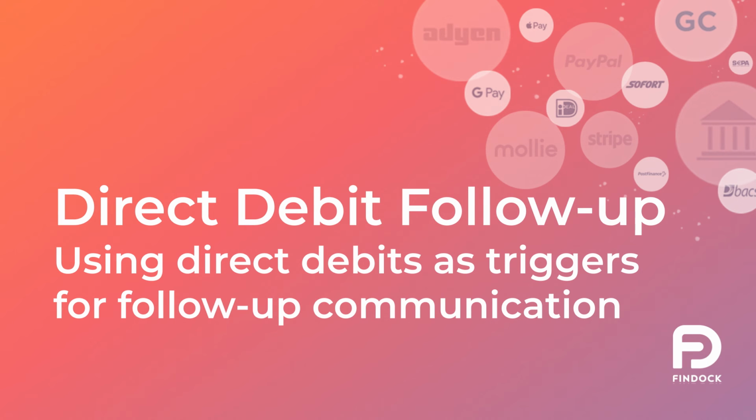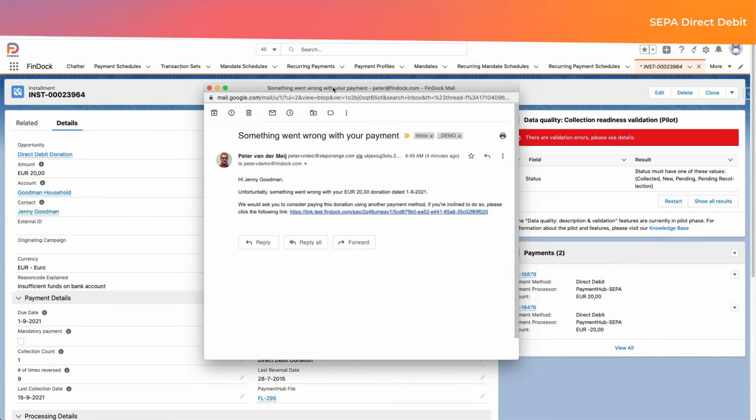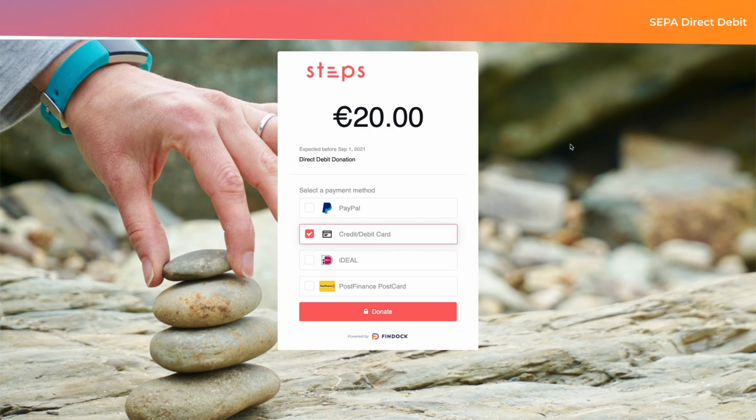Since the system automatically applies this update to the donation record itself, an automated follow-up procedure can be initiated. In this case, the system will send out an email to the donor informing them of the failure and, more importantly, inviting them to pay for this donation using a different payment method. Findoc is able to generate pay links for every pledge, allowing you to include them in your email templates easily, whether you are using Salesforce Process Automation, Pardot or Marketing Cloud.